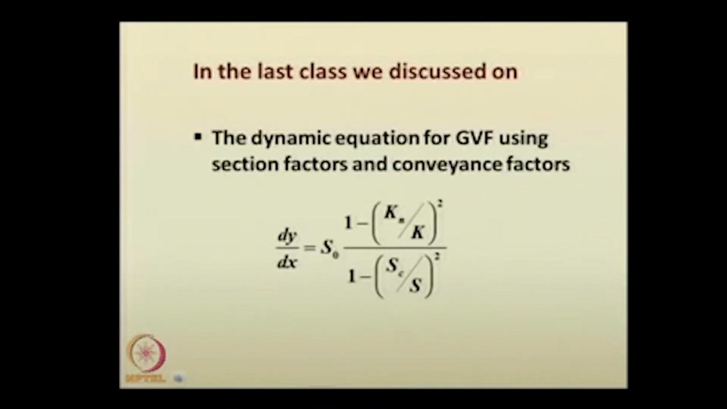If you recall, in the last class we suggested the dynamic equation for gradually varied flow using section factors and conveyance factors. I hope you recall them, the section factors and conveyance factors. This is your conveyance factor, and these are the section factors for critical flow as well as for non-critical flow. All those things we had described in the last class. In this way you can describe the dynamic equation for gradually varied flow. The dynamic equation gives you the slope of the water surface profile.